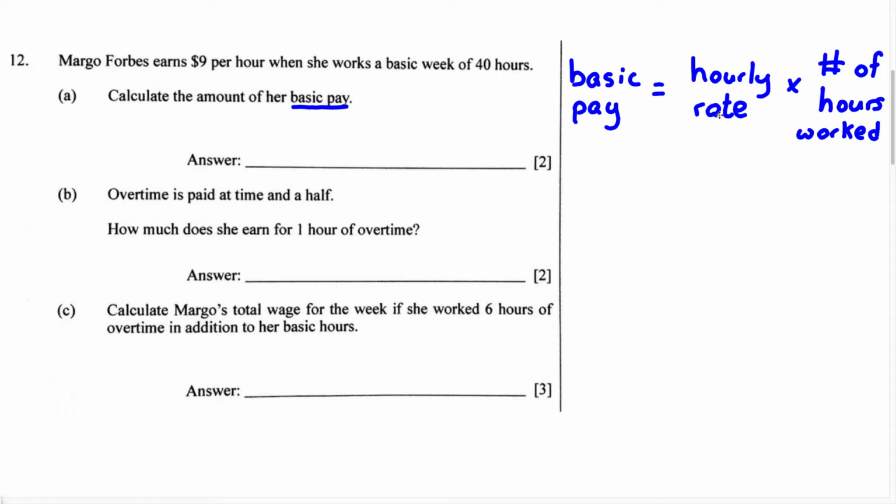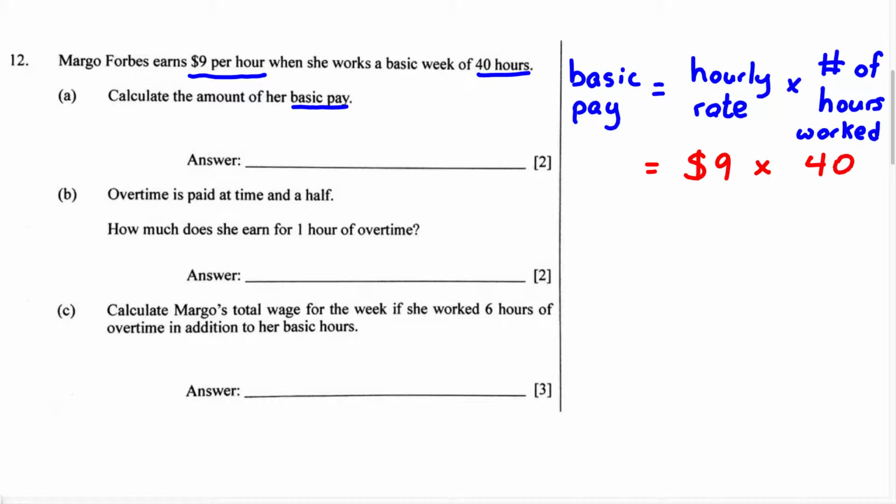Now let's read the question again to see if we can fill out this equation. So the question says Margot Forbes earns $9 per hour. So how much does she earn per hour? $9. So this is going to be her hourly rate. Therefore, for the hourly rate, we're just going to write $9, multiplied by the number of hours worked. Now it says she earns $9 per hour when she works a basic week of 40 hours. So how many hours does she work? She works 40 hours. Therefore, we're just going to multiply this by 40.